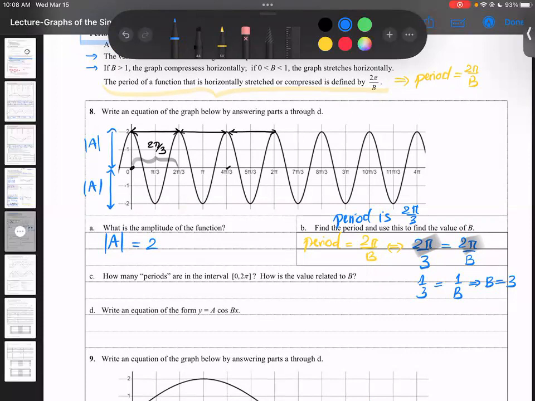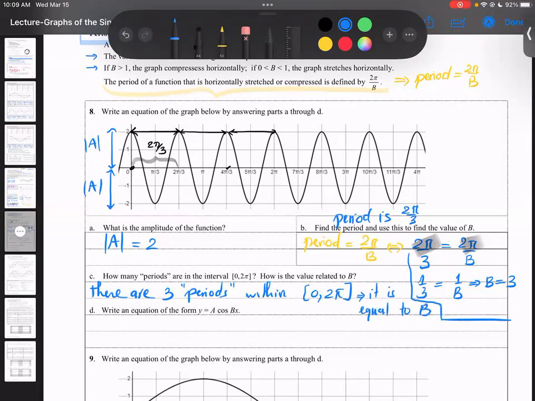Now, how many periods are there in the interval from 0 to 2π? 3, right? You see 3 arrows on the top there, 3 periods. Everybody see that? There are 3 periods within the interval from 0 to 2π. How is that value related to B? It is B, right? It is equal to B.